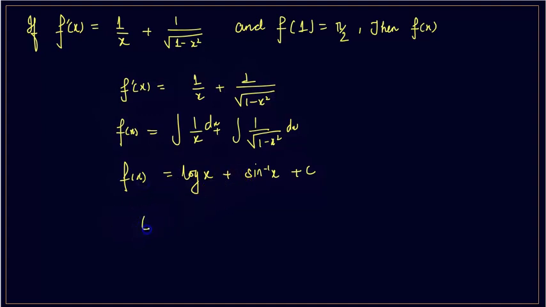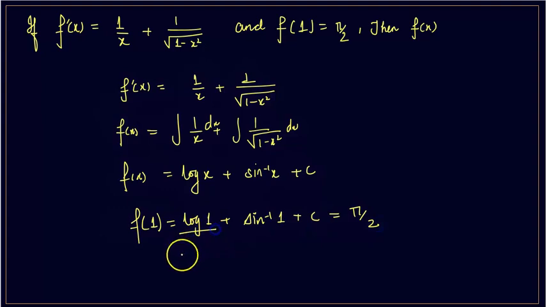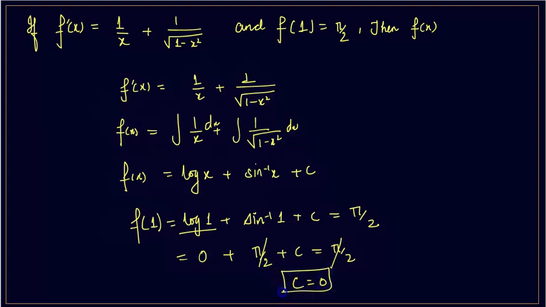Now if I put x equal to 1, you will get the value as log of 1 plus sine inverse of 1 plus c, and that is equal to pi by 2. So log 1 we will write as equal to 0, sine inverse 1 is equal to pi by 2, plus c, that is equal to pi by 2. Pi by 2 and pi by 2 will get cancelled, c is equal to 0, that you will get.